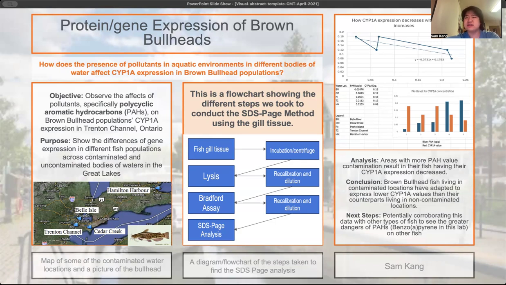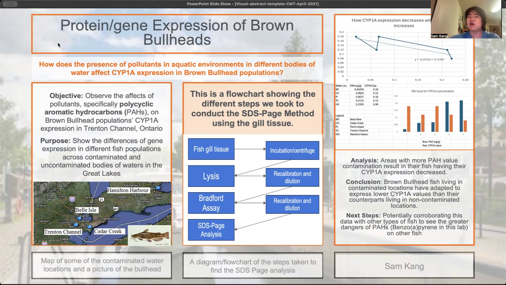The results speak for themselves. On the right-hand side of the graphical analysis, on the top graph, there is a negative trend line, which directly correlates an increasing PAH value, the x-axis, with a decreasing CYP1A expression value, the y-axis. While this trend line is not a very accurate numerical value, as these are expected values, not the exact provided values, this value, which shows a slope of negative 0.3731, has a negative sign, which clearly states that with an increasing PAH value, the CYP1A gene expression of these brown bullhead fish in these water samples decreased.